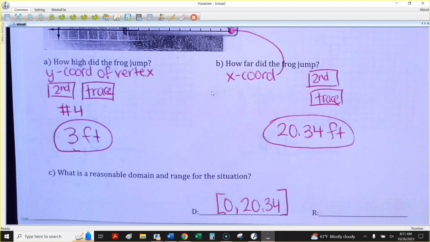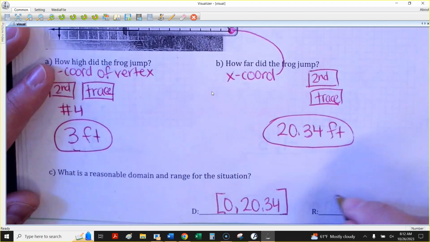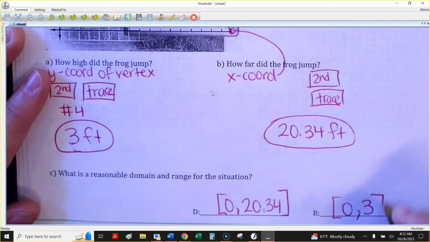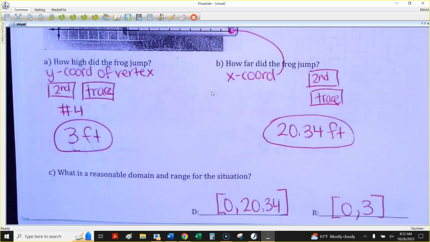What would you tell me for a good range for the frog? So that would be the possible heights that he's at. What would you write for the range? What's the lowest height the frog's at? 0, right? Is on the ground. What's the highest height that he reaches? 3 from the vertex, right? So just 0 to 3. Everywhere else is in that range.